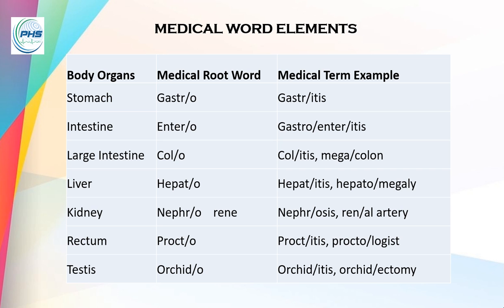Next, the body organ is testis. The medical root word is orchid. The term examples we can consider are orchiditis and orchidectomy. Orchiditis is inflammation of the testis. Orchidectomy is a surgical procedure in which one or both testicles are removed.